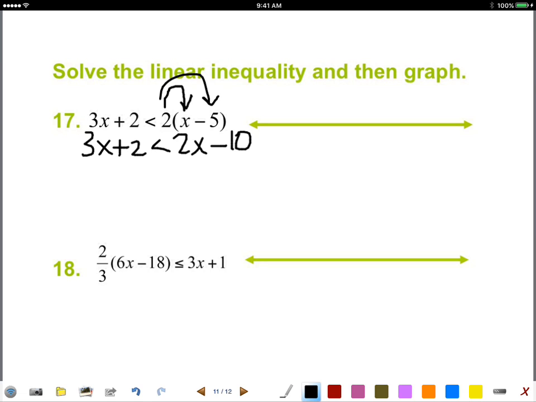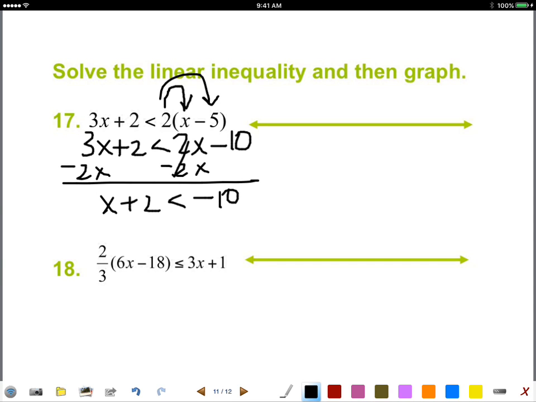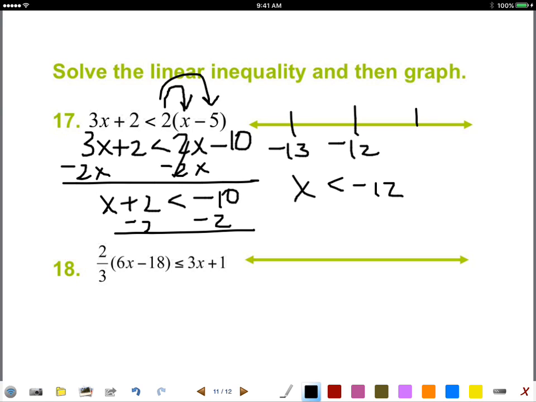All right, now, once you've done that, we see we have variables on both sides. We can't combine them. We either add or subtract the 2x off or the 3x off, and it doesn't matter. Let's get rid of the 2x. Good call. Minus 2x, subtract 2x. So we have x plus 2 less than negative 10. Subtract 2. So we have x is less than negative 12. Graph. Open circle, shade left.